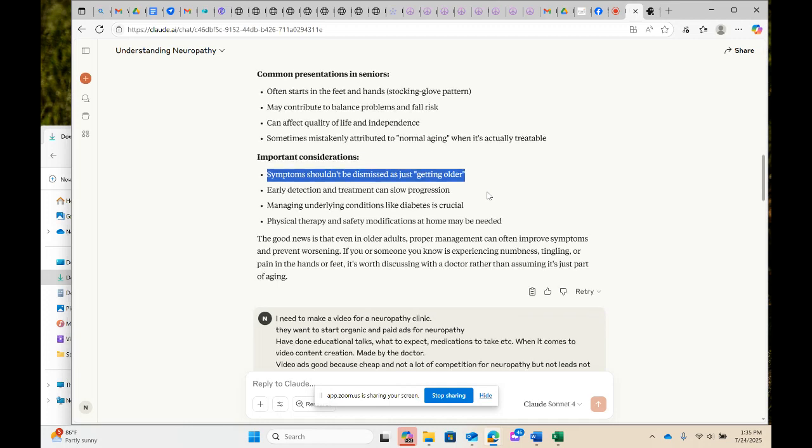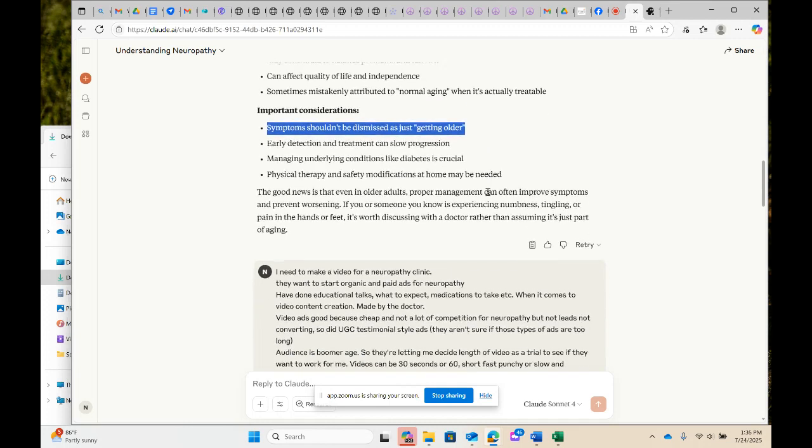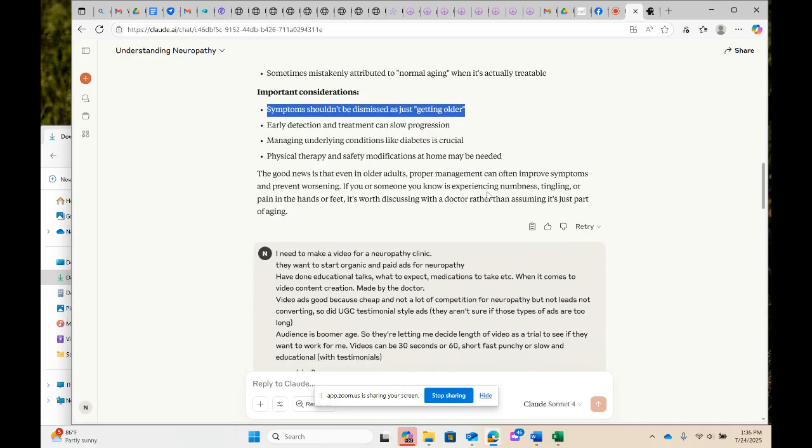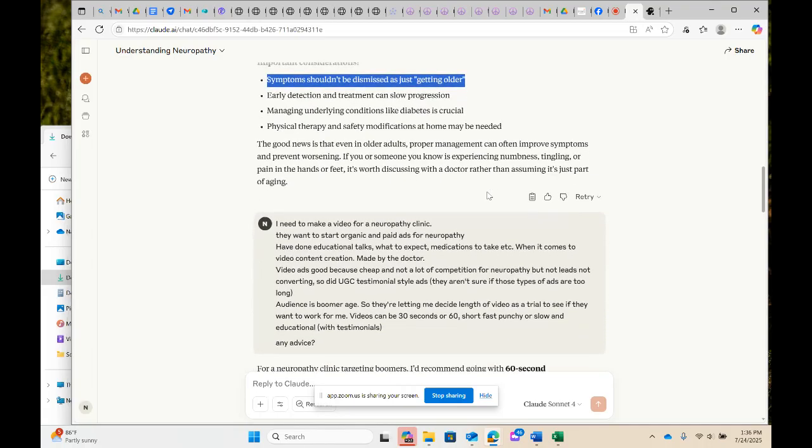Managing underlying conditions like diabetes is crucial. Physical therapy and safety modifications in the home may be needed. The good news is that even in older adults, proper management can often improve symptoms and prevent worsening.